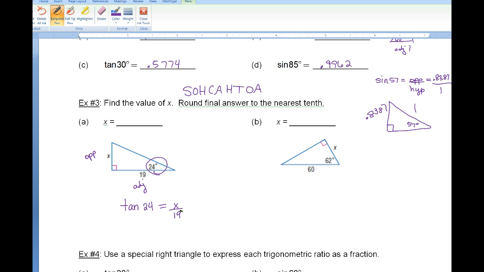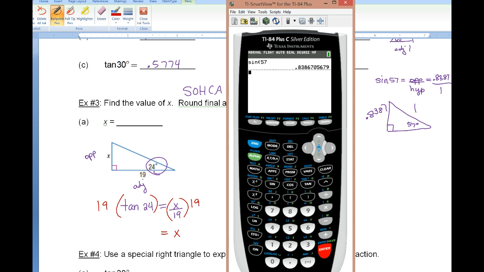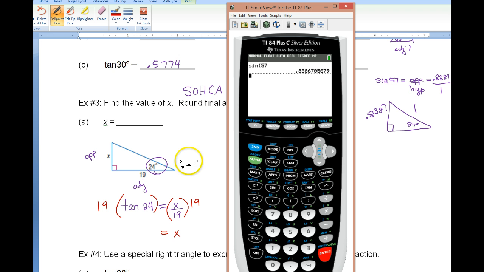Now, when we're solving for x, how do I solve for x? I'm going to multiply both sides by 19. Now I want you to be very careful when you type this into your calculator. You can just type in 19 times tangent of 24. You actually don't even have to press the times sign. You could do 19 tan 24.